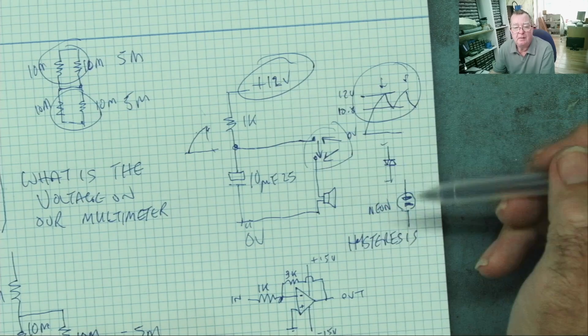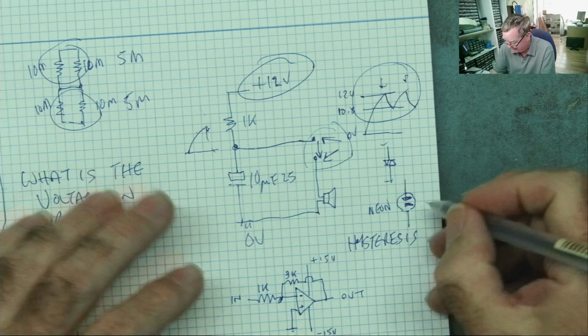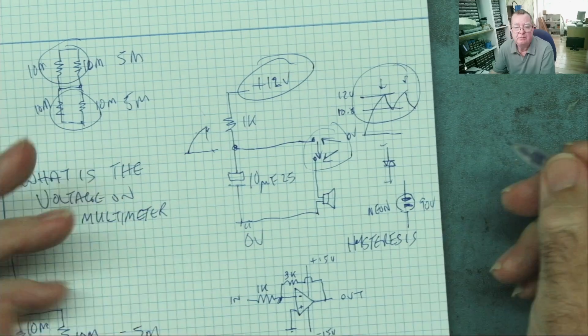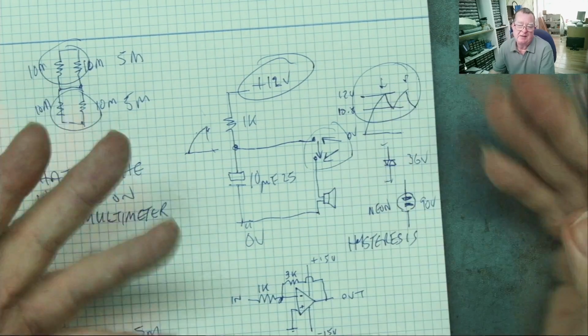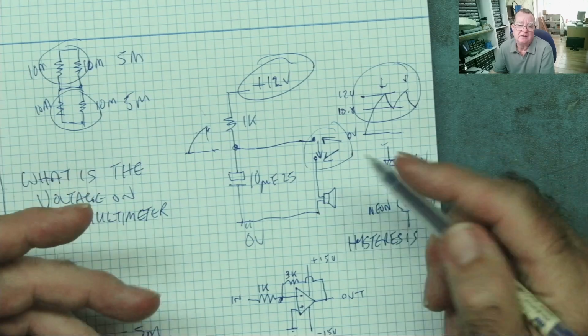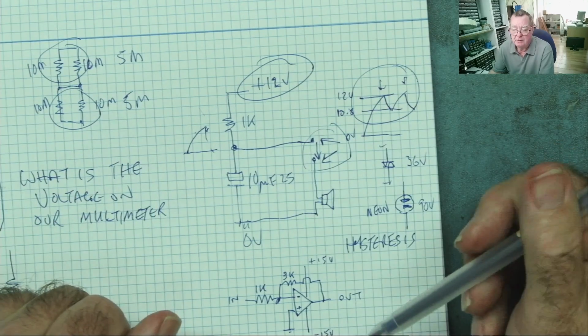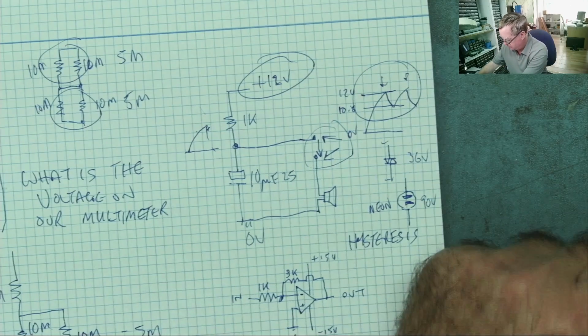So we need a device here that will break down at a certain voltage. But a neon won't break down till about 90 volts. A diac is usually something like 36 volts, depends on the diac, but something like that. We need to do it at a lower voltage. So what did I use?